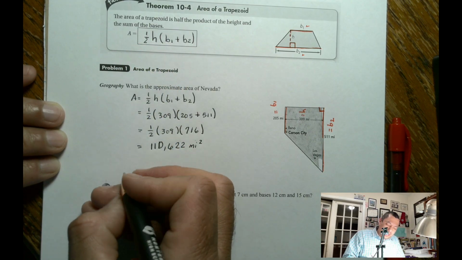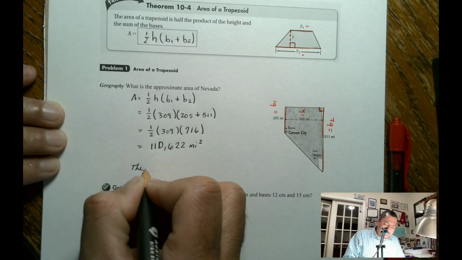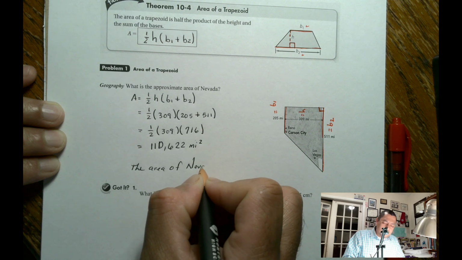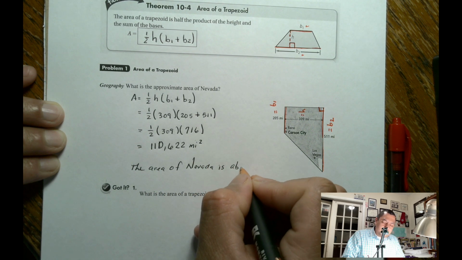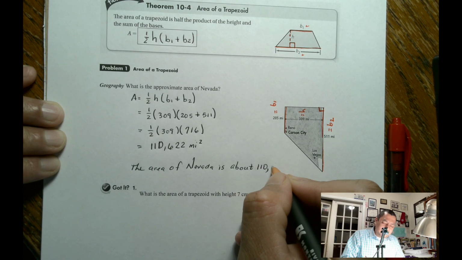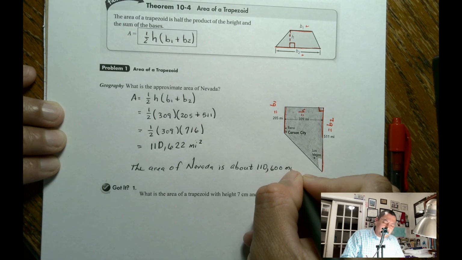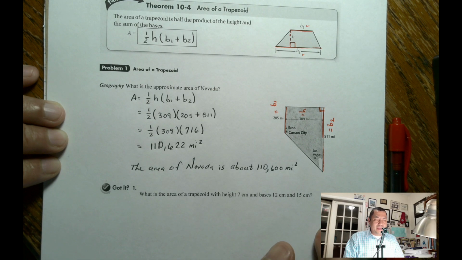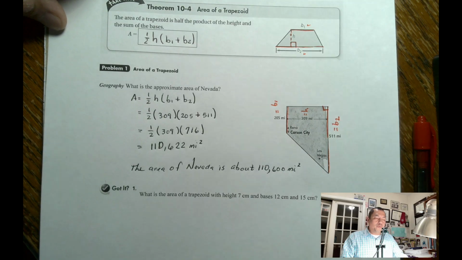So this is an application problem. What is the approximate area of Nevada? The area of Nevada is about 110,600 square miles. It's an approximation, right? If you write 110,622, that's also fine. It's going to be correct. Okay, so we have Got It number 1.